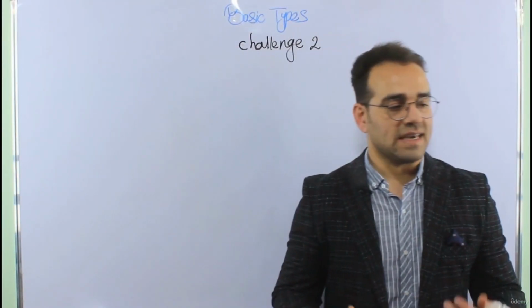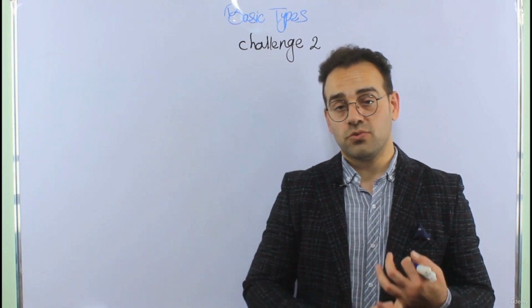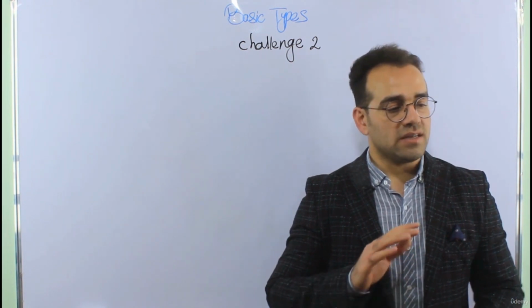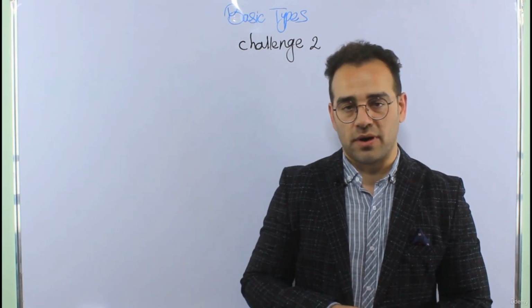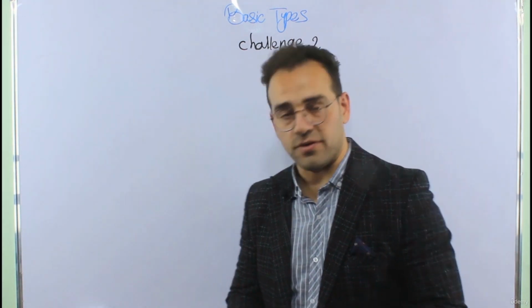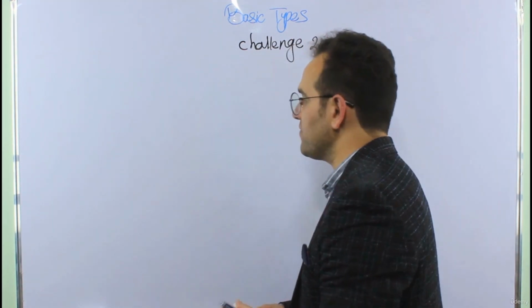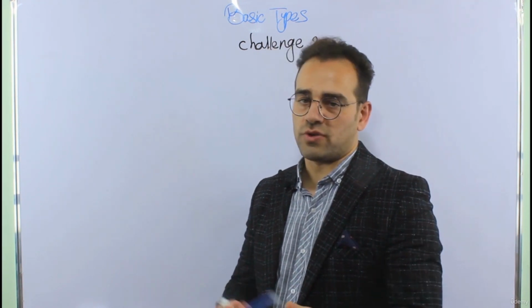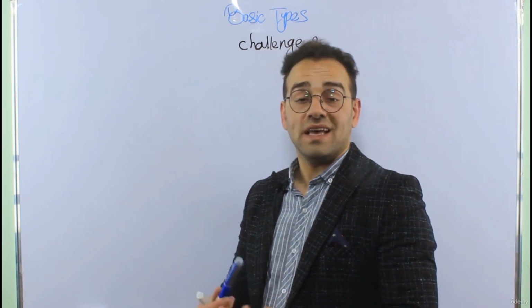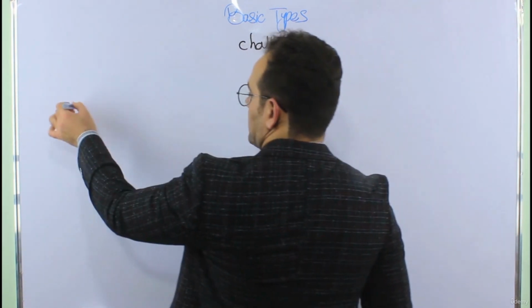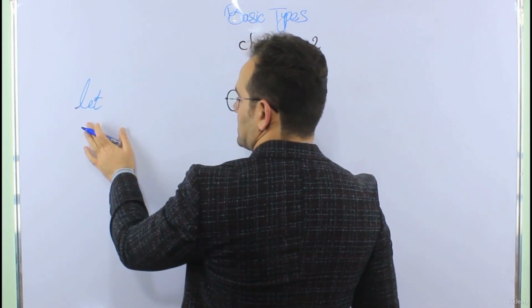This challenge states that we need to create a variable with the type string, so the type annotation is going to be string, and we need to use the addition operator to put two arbitrary words together. Let's go ahead and actually solve this. The first thing that we need to decide is which keyword do we want to use. Do we want to create a variable with let, or do we want to create that with const? I am going to create that with let, so this is let.